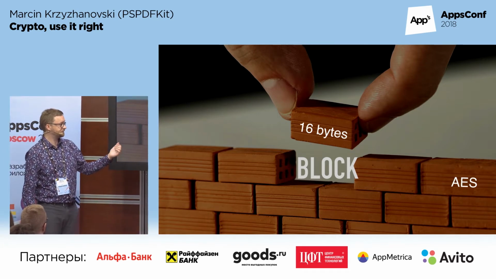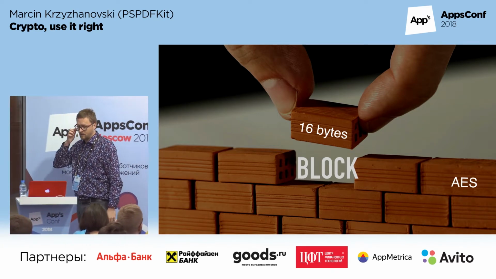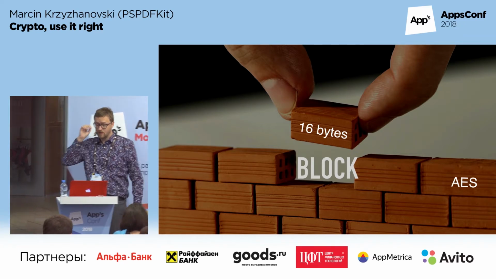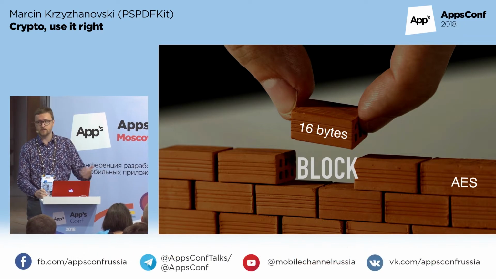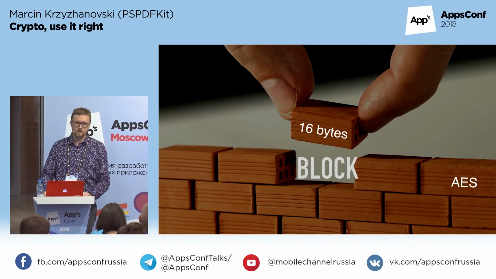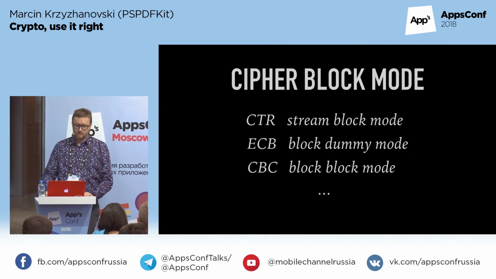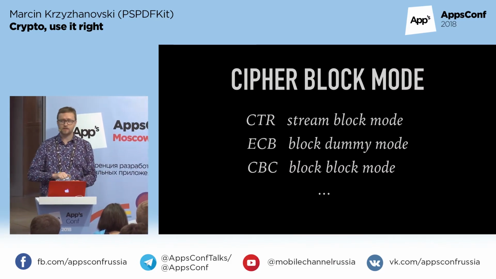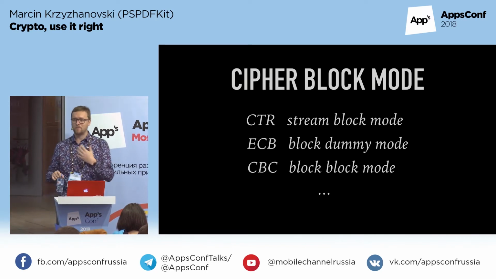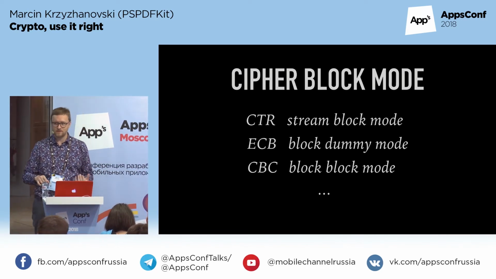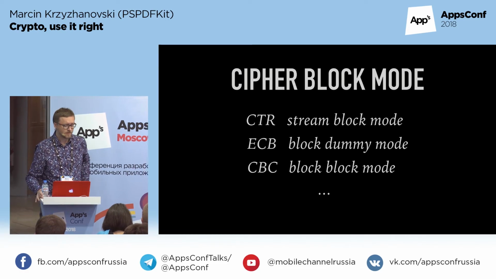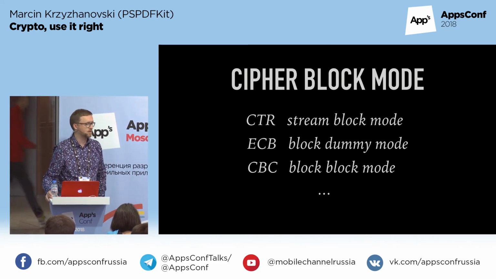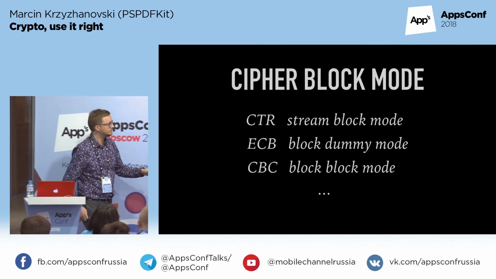AES is a block cipher. It uses 16 bytes per block. So the shortest message you can send to the AES cipher is basically 16 bytes. To make things a bit harder, these block ciphers have operation modes. They're called block cipher modes, and there are more. I just saw three here, and we'll discuss two of them.